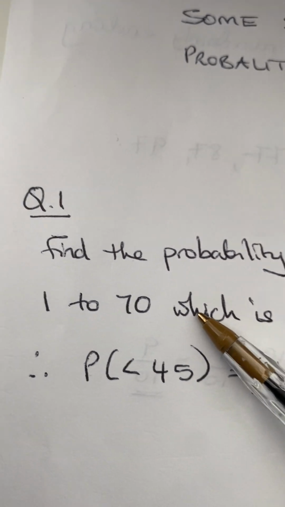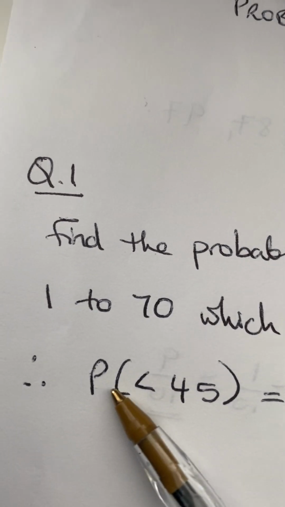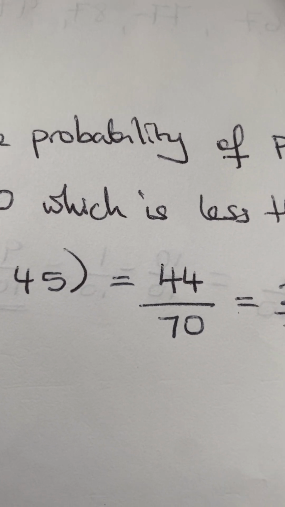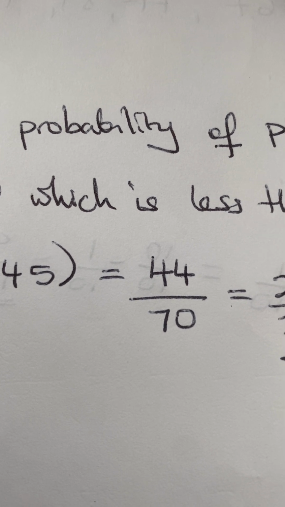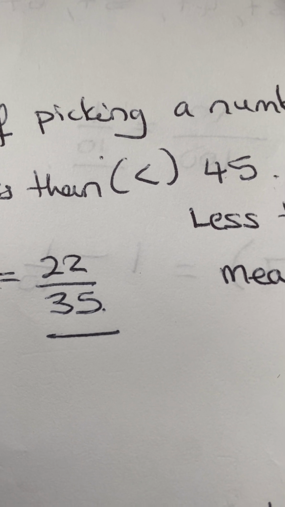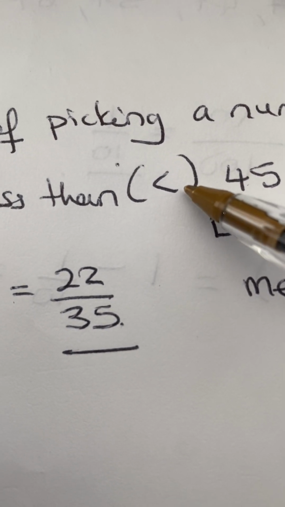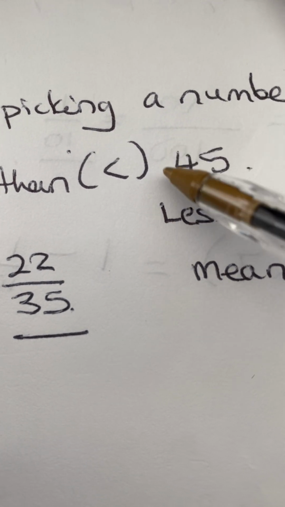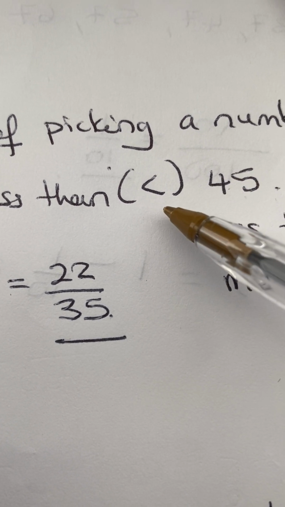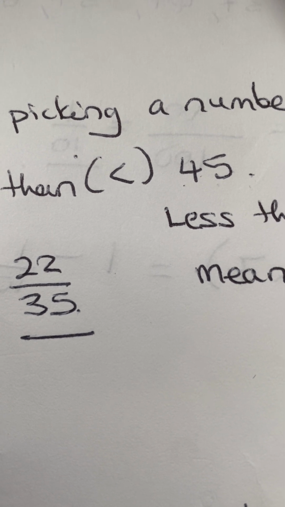So the first question here is, find the probability of picking a number randomly from 1 to 70 which is less than 45. So here again, in a bag, you have the numbers 1 to 70 labeled, but they're asking you to pick a number less than 45. In total, you have 70 numbers. If they said less or equal to 45, then 45 will be inclusive. But because they said less than 45, you want a number up to 44, not 45. Remember, all these numbers are whole numbers.